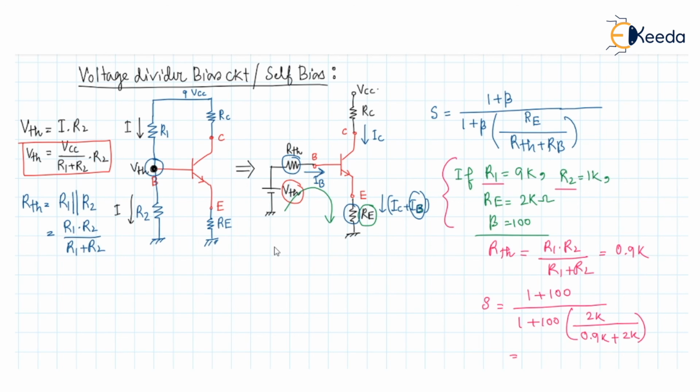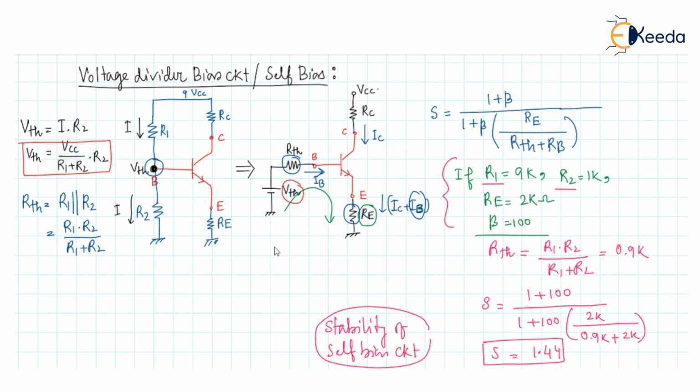After calculating, we can say it will be 1.44. Now we can see the stability factor value is very low. That means the stability of the self-bias circuit is very good. So this is the voltage divider bias circuit or self-bias circuit which has the best stability. The stability of this self-bias circuit is the best among the three circuits.